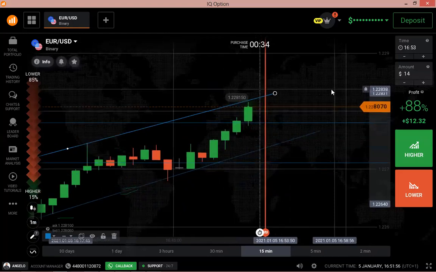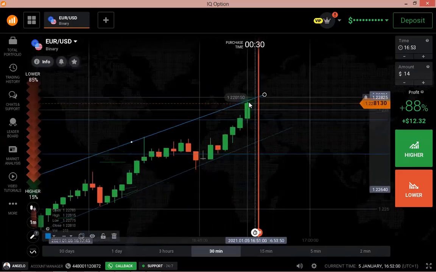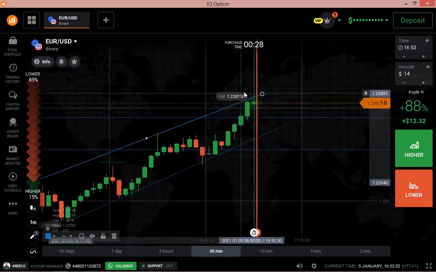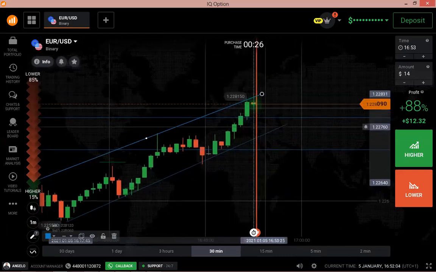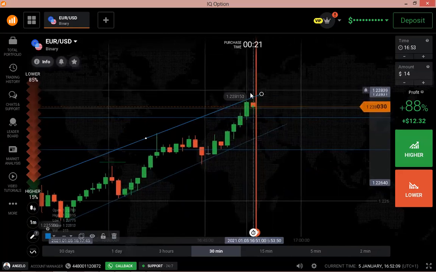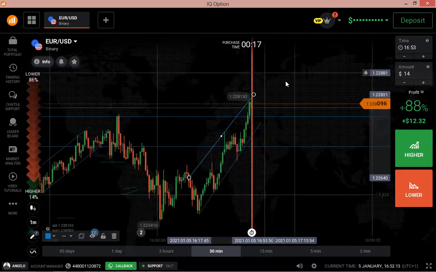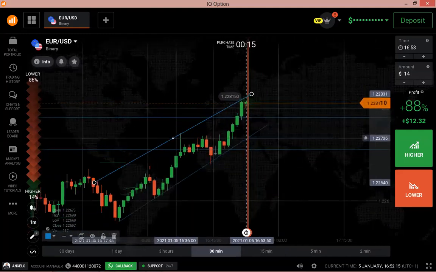Okay. I see some space. So I think this will be the final level. If price did not break this final level, I think sellers will now enter. But if price breaks this final level, buyers will keep going. This is the final level for this trend line.